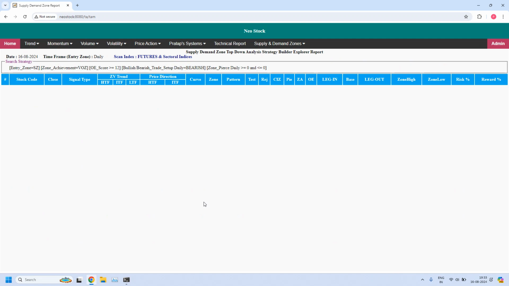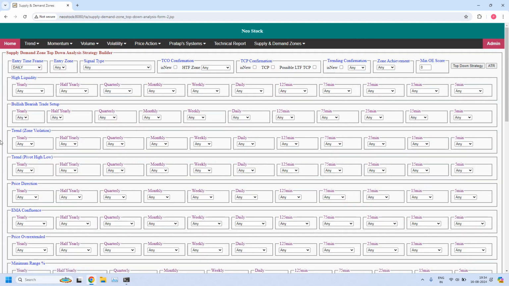So currently none of the stocks are supporting bearish trade setup for monthly income trade with the defined filters. Okay, fine. The next report is a weekly income trade. So first report is in weekly income trade, bullish trade setup.